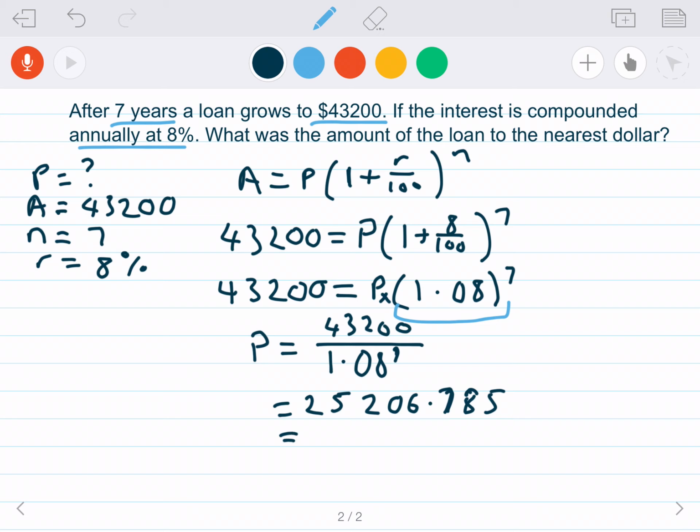So with this, just remember, look in the question, what does it ask you to round it to? What was the amount of the loan to the nearest dollar? So here, need to make sure we're putting this to the nearest dollar, so whole dollar. So this becomes 25,207, and because it's 0.7, that rounds it up. So that's it for that question to find our principal.